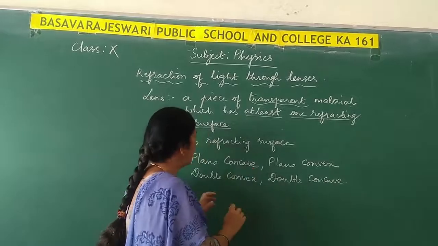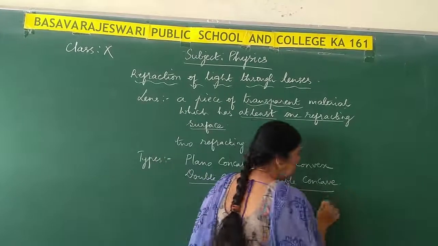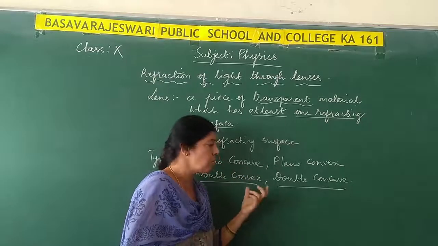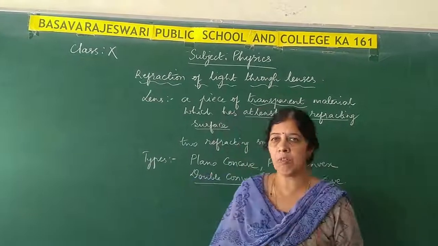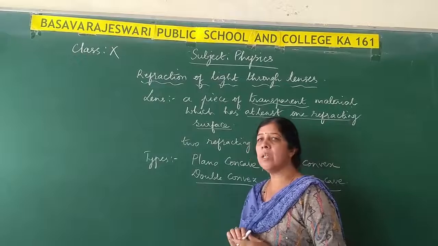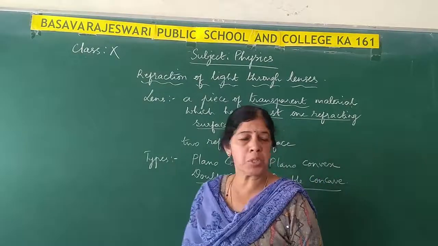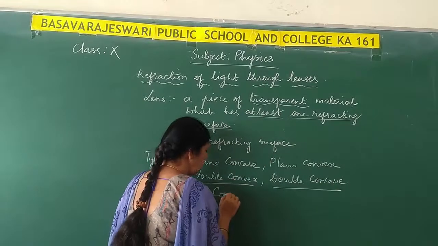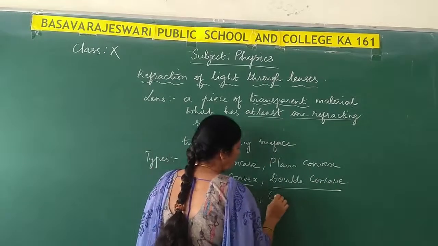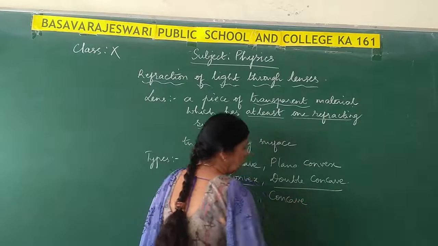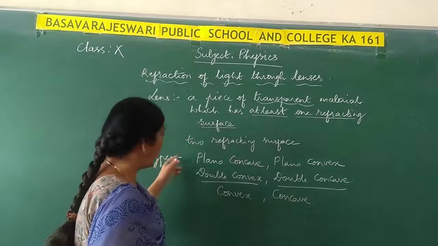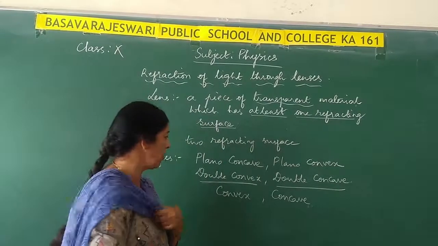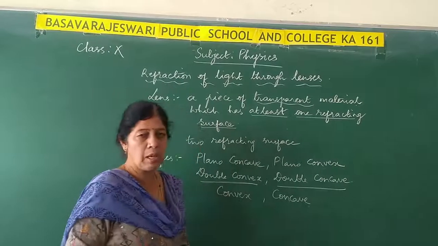Usually in our daily life we are using double convex and double concave lens only. Of course, in some of the scientific instruments we use plano concave and also plano convex lenses. So in this unit, let us confine our study only to double convex and double concave lens, or simply we can write it as convex and concave lens. So you have to remember, mainly there are two types of lenses which we are studying in this unit. One is convex and the other is concave lens.